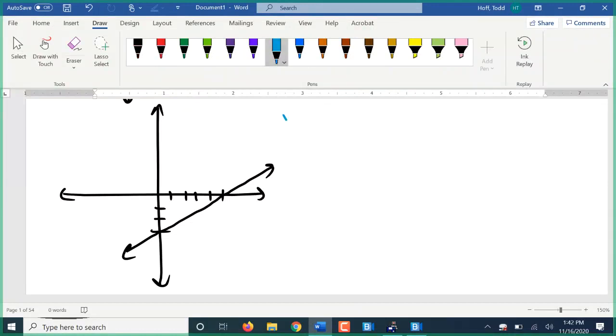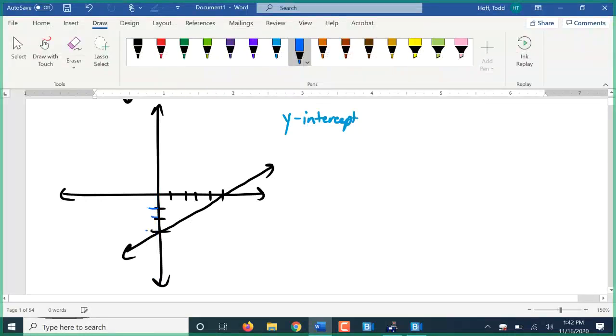So the y-intercept here is where it crosses the y-axis down here. That's at 1, 2, 3. So negative 3. 3 units below the origin. Our slope. Well, I have grid points here on the axes. That's my rise and my run.